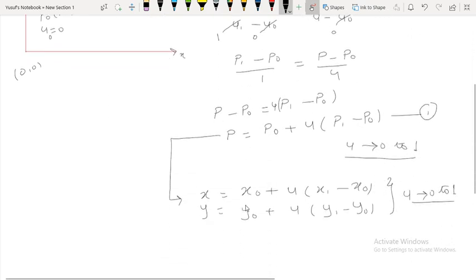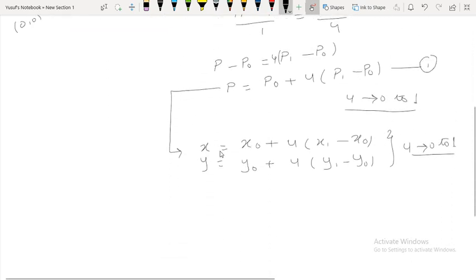So these two equations you can note down: x is equal to x0 plus u times (x1 minus x0), and y is equal to y0 plus u times (y1 minus y0). This is equation number 2. It is the same equation, but we are writing it in terms of x and y.